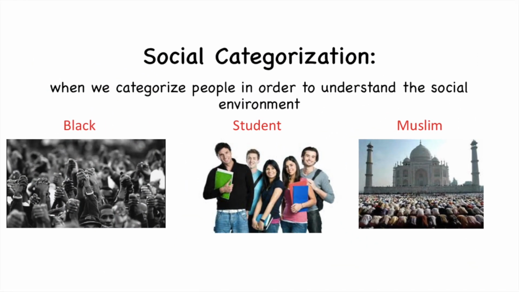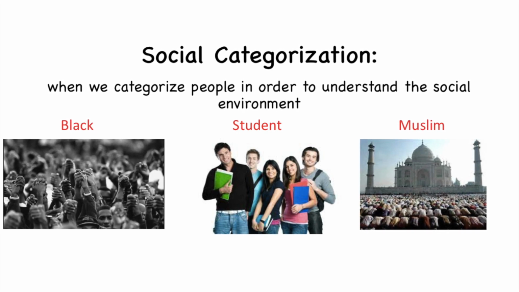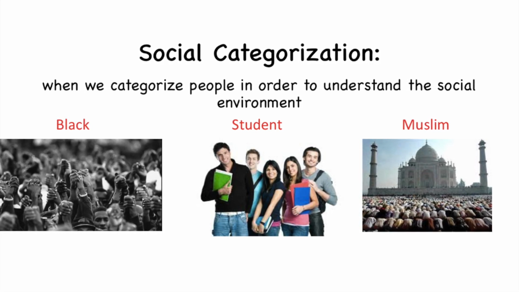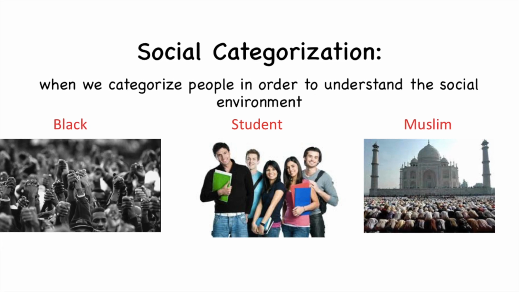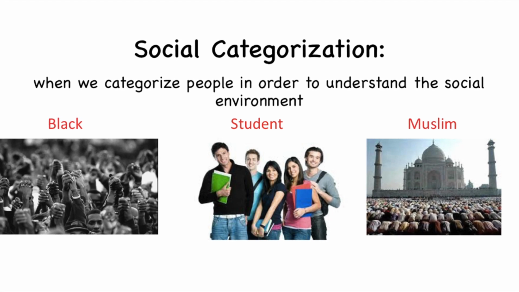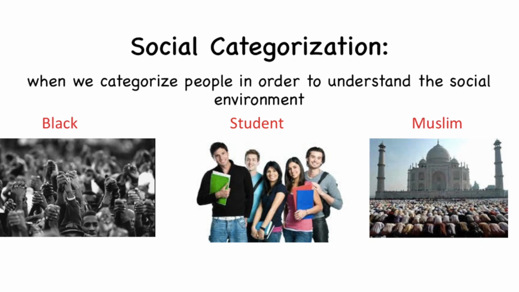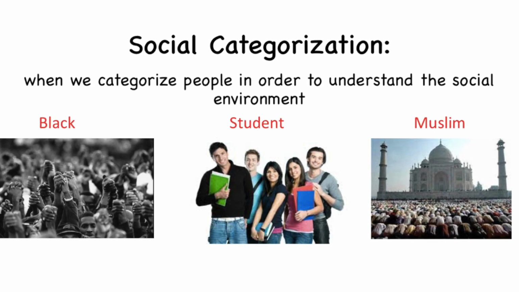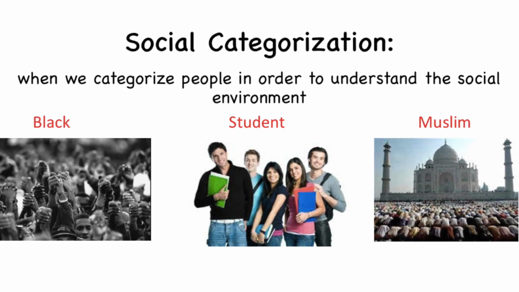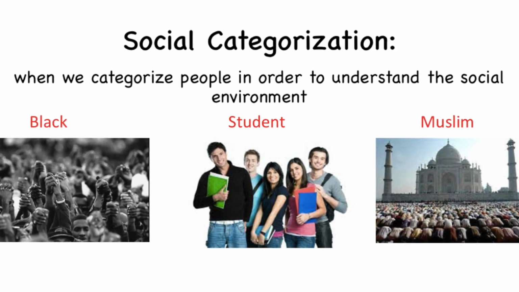The first stage is social categorization. This is when we categorize people in order to understand the social environment. We use social categories such as black, white, professor, Christian, Muslim, student, and bus driver because they are useful. If we assign people to a category, then that tells us things about those people. An individual can belong to many different groups. The next stage of the process is social identification.